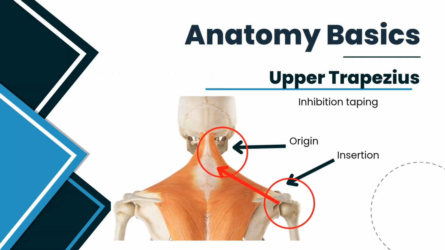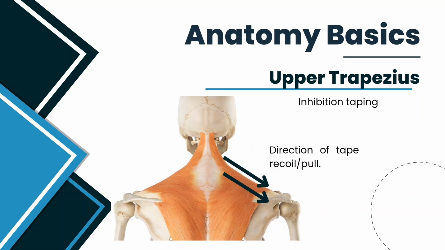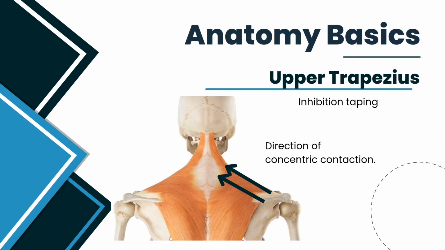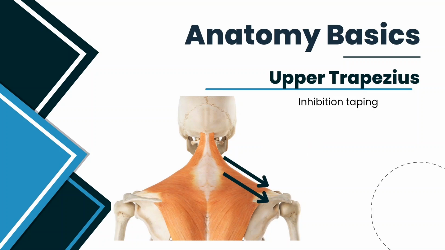As a result, remember this: wherever you start your tape, wherever that first anchor is, that's going to be your direction of recoil. That's the direction that the tape is pulling towards. So in the case of the upper trapezius, the concentric contraction is moving from insertion to origin, so it's moving up towards the head. We're going to do the opposite to inhibit it. We're going to pull everything down towards the shoulder to help it relax. Think of it as kind of stretching out.